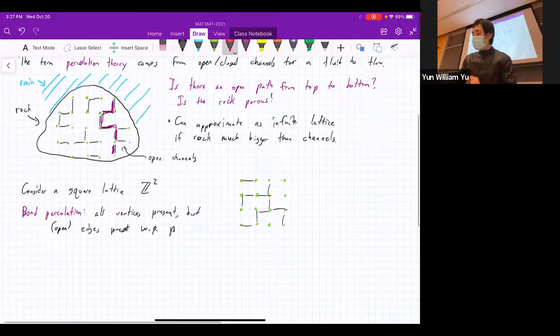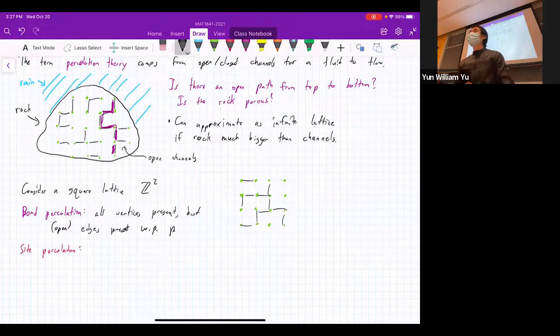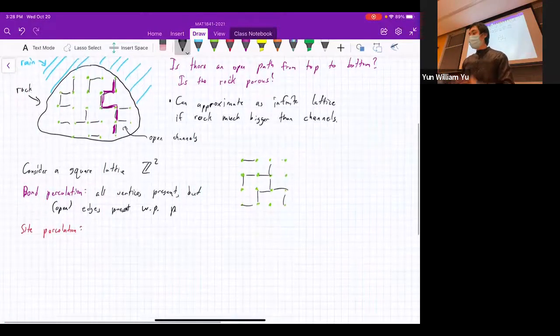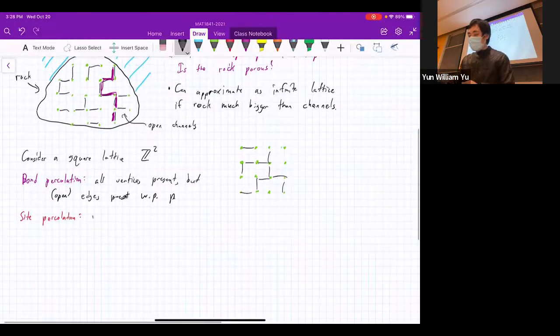There's another common form of percolation people also talk about, which is called site percolation. Does anyone want to hazard a guess as to what that is? So we've just chosen the edges randomly. What other things are there to choose randomly when you're talking about a random graph in the lattice? Yeah, so we're just going to choose the vertices randomly. So vertices present with probability p, and all edges present between neighbors.